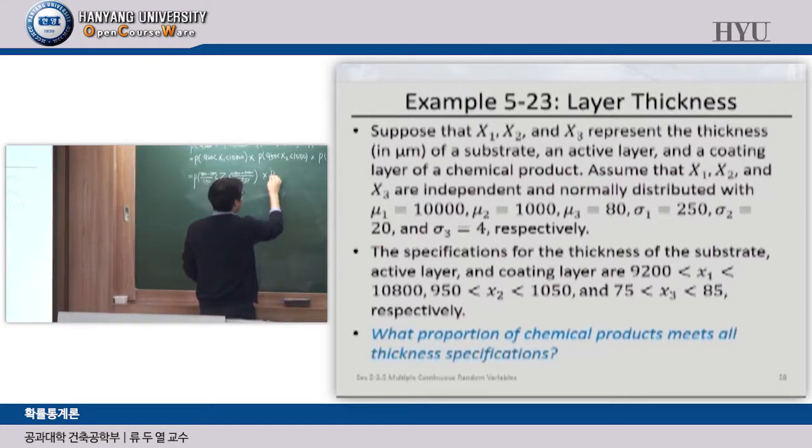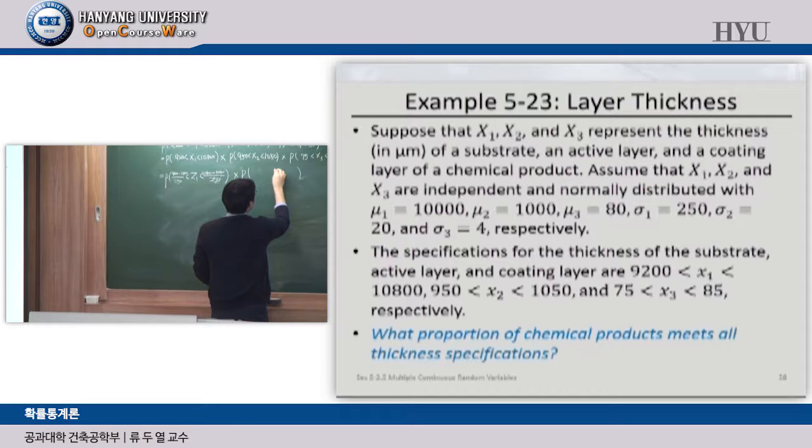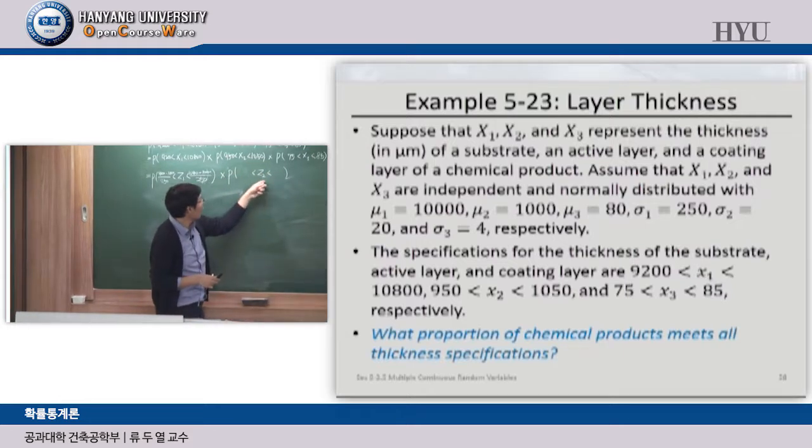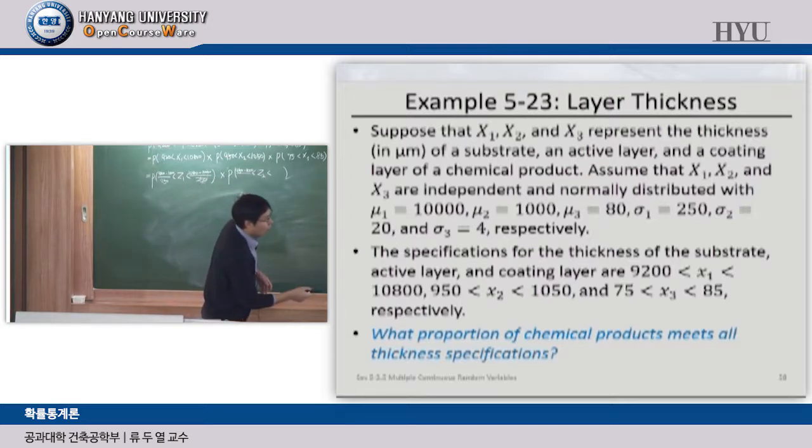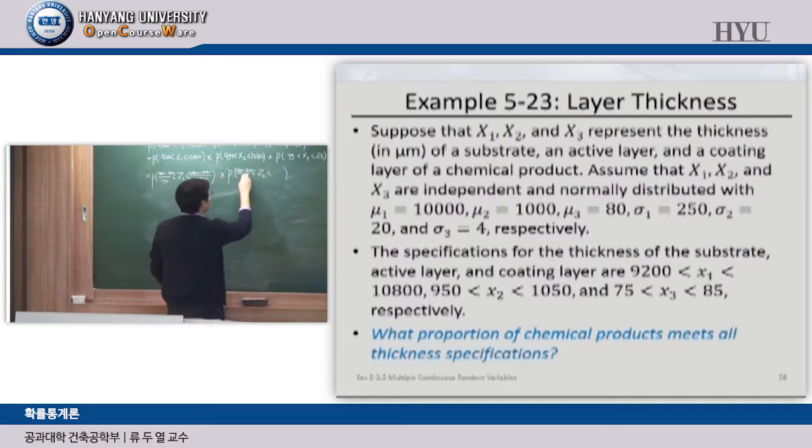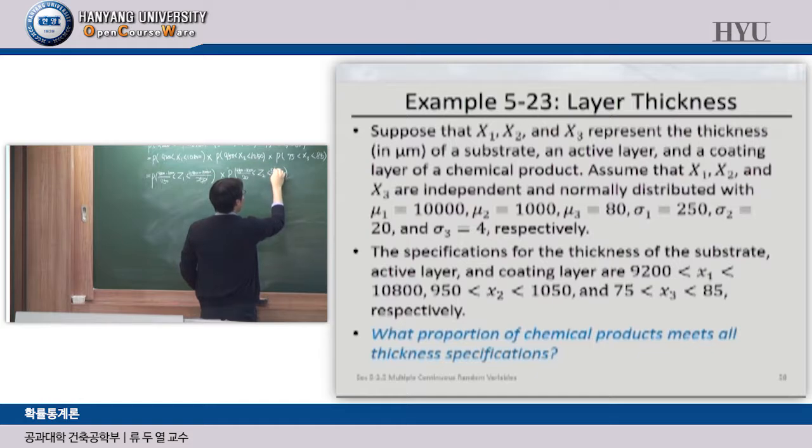And the probability of Z2, right? This is the standard normal random variable for the case of X2, okay? So that is equal to 950 minus 1,000, okay? And over 20 here, okay? And this is also 1,050 minus 1,000 over 20, okay?